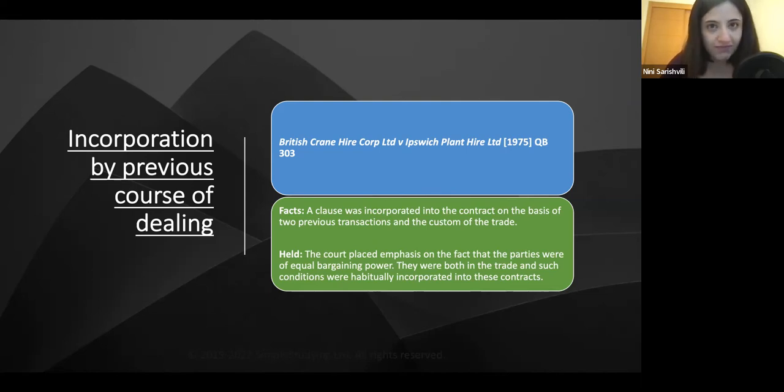What does it mean? Both parties were commercially aware of what were the customs of the industry, and there was no unfair power on either of the parties, and they were both in the trade, they were both aware of what are the rules in the industry, and therefore the exclusion clause was habitually incorporated into this kind of contract, and they were aware of it.